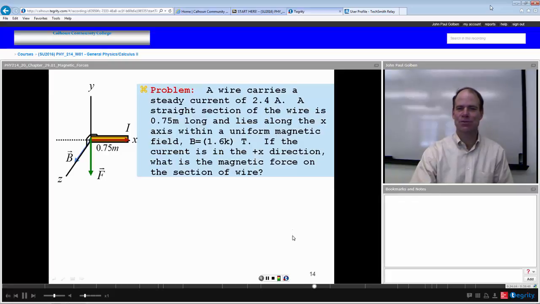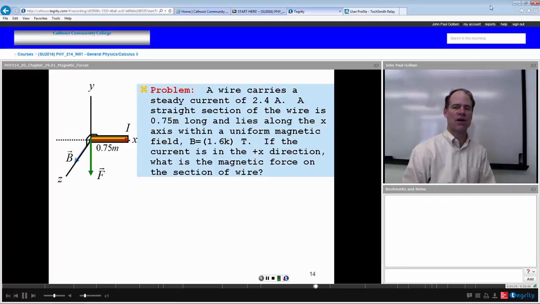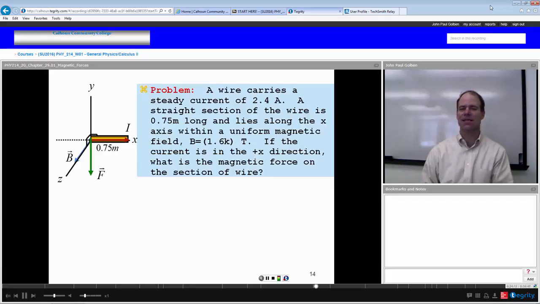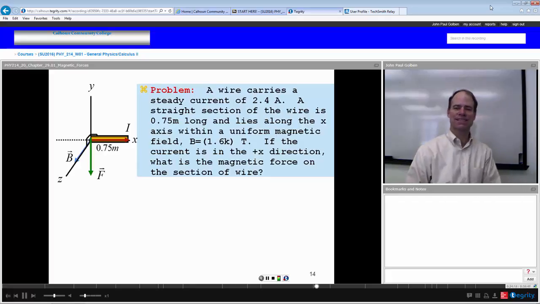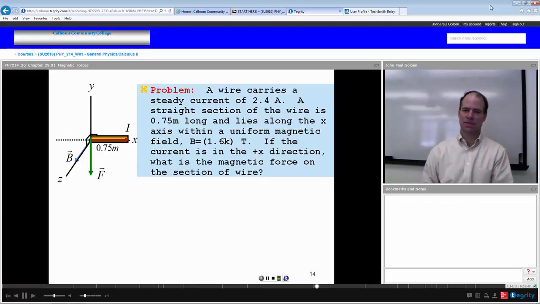Here's another problem. A wire carries a steady current of 2.4 amps. A straight section of the wire is 0.75 meters long and lies along the x-axis. The magnetic field is 1.6 k-hat Tesla. Here k is a unit vector. If the current is in the positive x direction, what is the magnetic force on the section of wire?